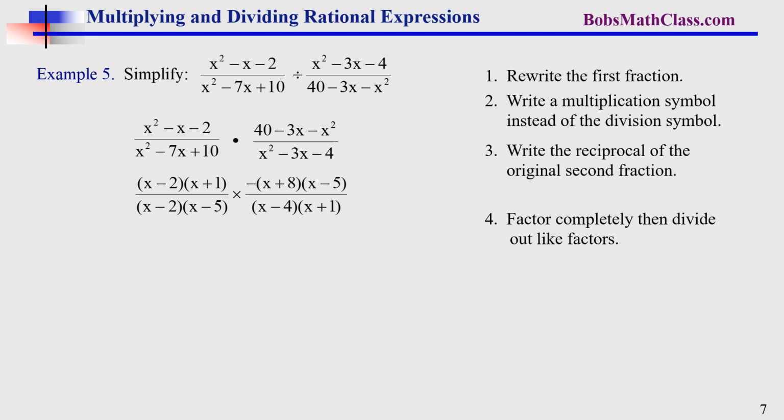Can we cancel anything? Yeah, the x minus 2's. So don't forget, we could reduce vertically. So the x minus 2's can cancel, and what else? Oh, the x minus 5's. Anything else? Right, the x plus 1's. A lot of things canceled. So we're only left with an x plus 8 on top, an x minus 4 on the bottom, and that minus sign, we write it in the middle of the fraction. We don't need to put parentheses around the numerator or denominator because nothing else is multiplying by either of those.